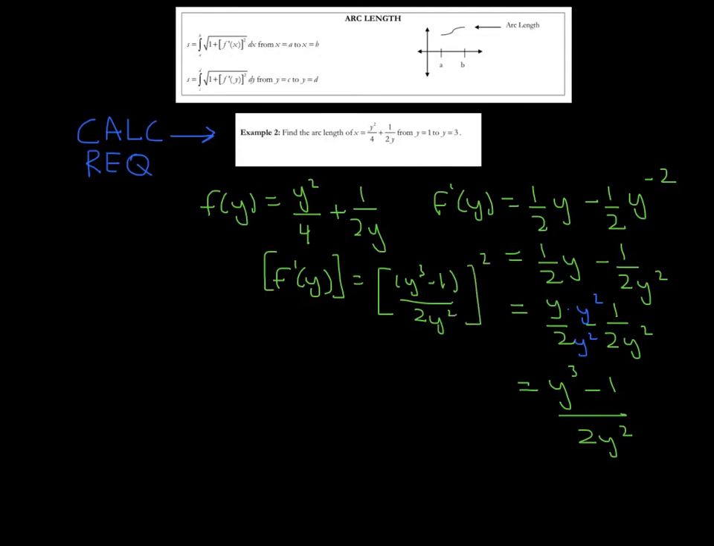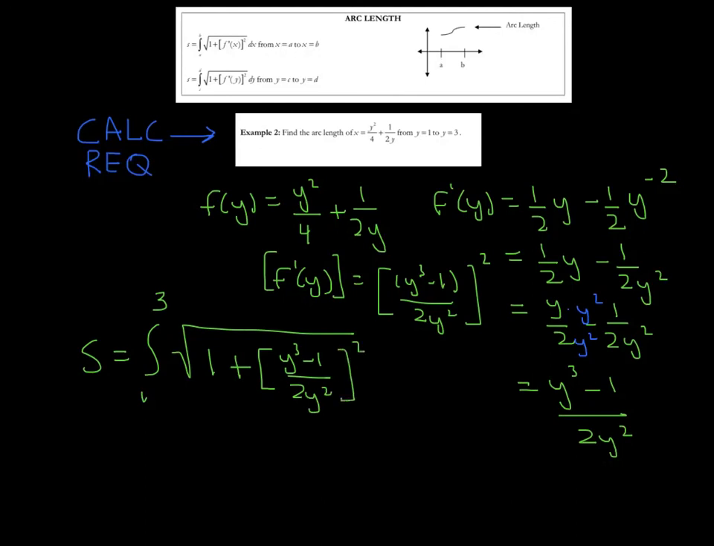All right, so now we're going to take this and plug it into our formula. So the formula for arc length is s is equal to the integral, in this case, from 1 to 3 of the square root of 1 plus this thing. So it's going to be y cubed minus 1 over 2y squared, all squared, dy. And plug that into your calculator and you will get approximately 2.68 as the arc length. And that is the answer to this problem.